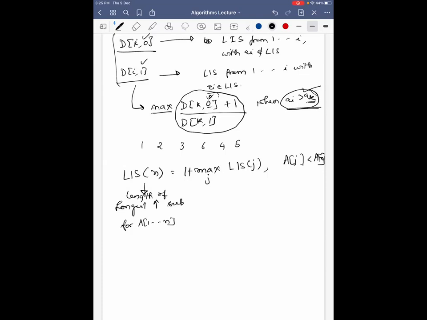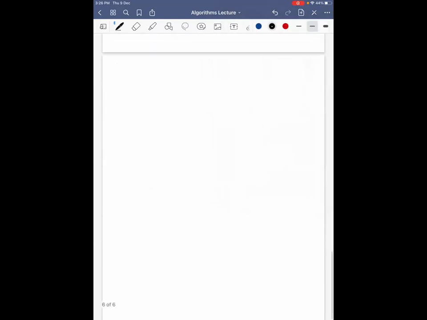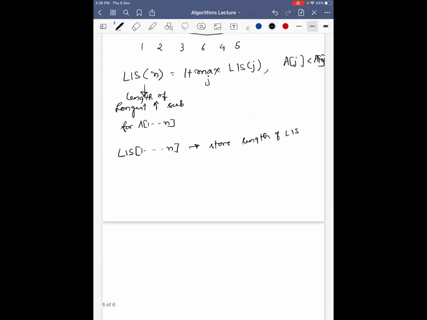We can implement it in ascending order of this array of LIS. We can just figure out LIS1 first. Let's say you have an array LIS 1 to n. This will store the lengths of the longest increasing sequences, not longest common subsequence, my bad. So I have this array. Now, how do I populate it?